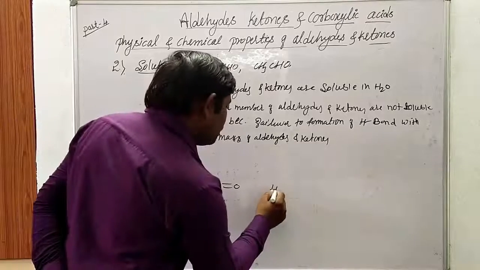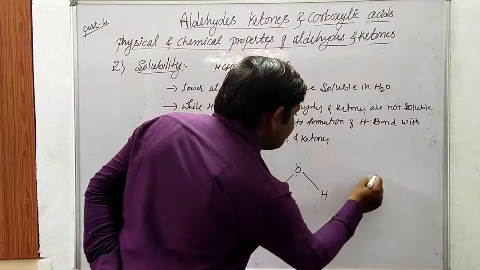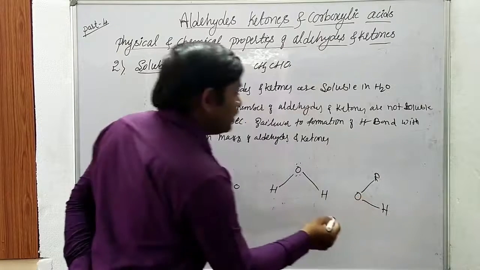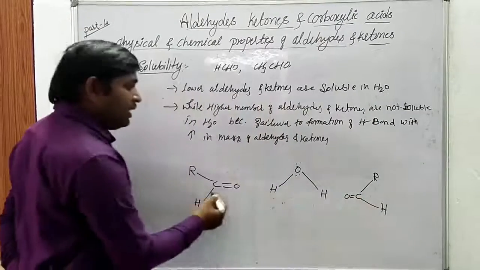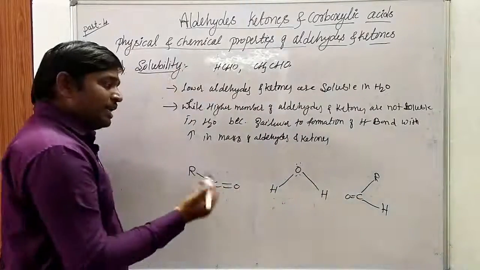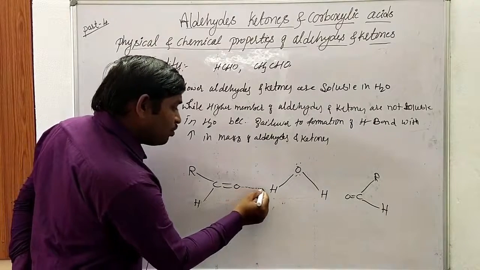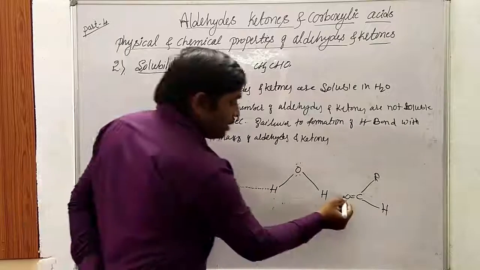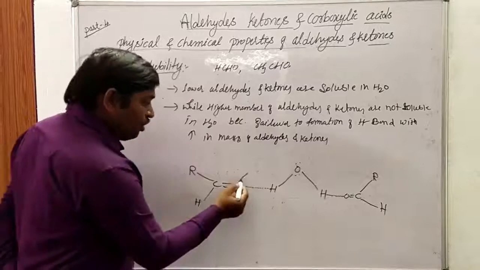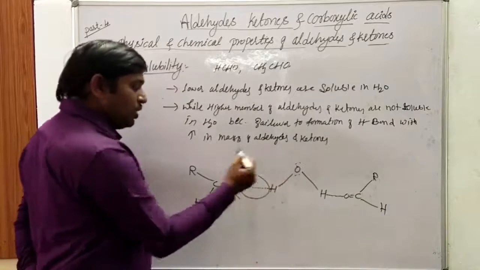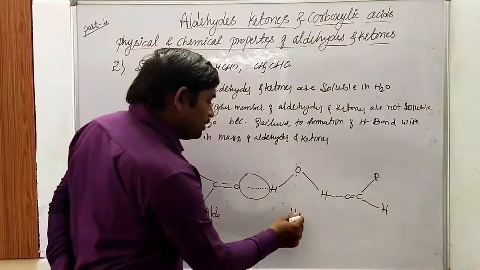In the water molecule, hydrogen is attached to oxygen, which is highly electronegative, and here also there is oxygen. So this is an aldehyde. Lower aldehydes can easily dissolve in water due to the formation of hydrogen bonding between oxygen and hydrogen. Here also there is hydrogen bonding with oxygen and hydrogen. So due to hydrogen bonding between the water molecule and the aldehyde, this is an aldehyde, this is a water molecule.